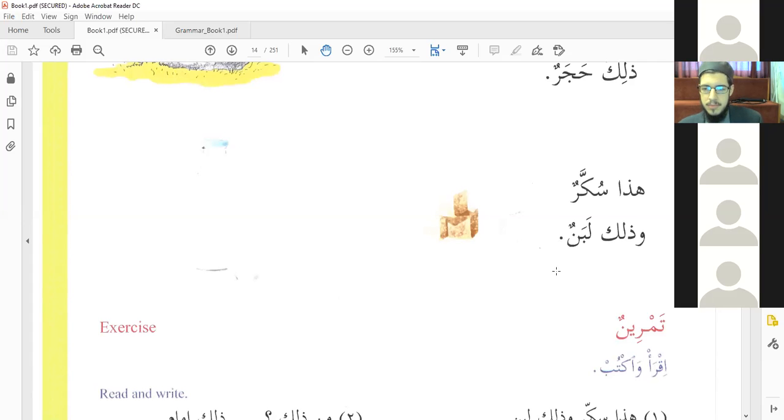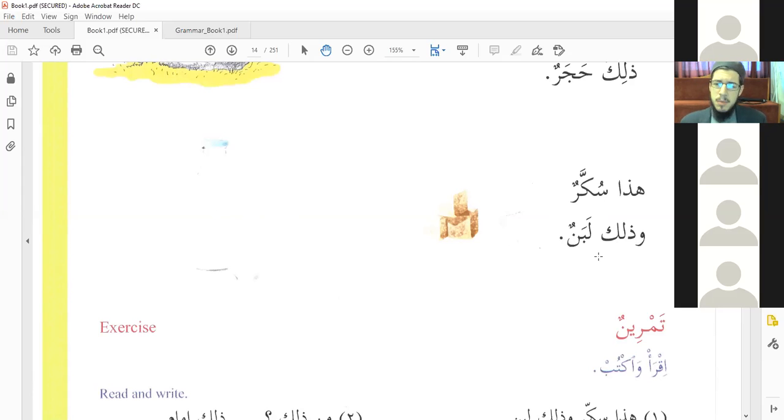هذا سكر وذلك لبن. Excellent, very good. And I apologize, the pictures are not very clear. These are sugar cubes, and this is supposed to be a jar of, or a glass of milk. So we have هذا سكر. It should sound familiar because it's a cognate with English, sugar. هذا سكر وذلك لبن. And that is milk.